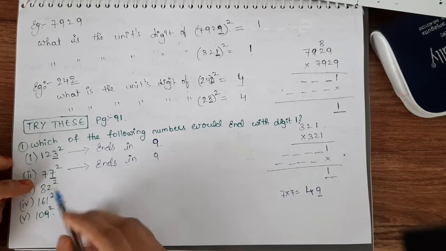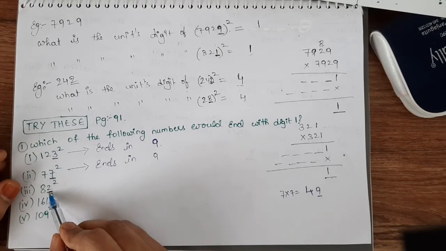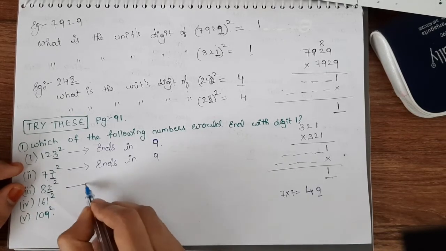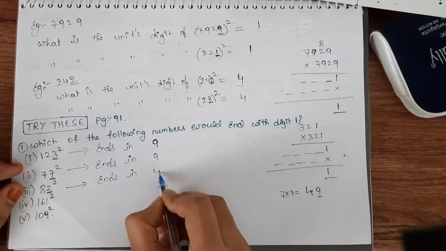Next is 82 square. Just do the square of units digit. What is 2 into 2? 2 into 2 is 4. So 82 square ends in what? 4.